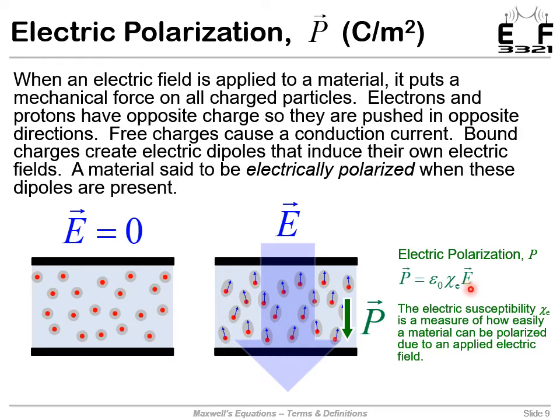So we apply an E field. We have some parameter telling us how easy it is to displace charges. And then we have a constant here which gives us the same units as the material polarization, which is coulombs per meter squared. Coulombs is our unit for charge, and of course meters squared will be area. So we can calculate this electric polarization P from the electric field through this electric susceptibility term.